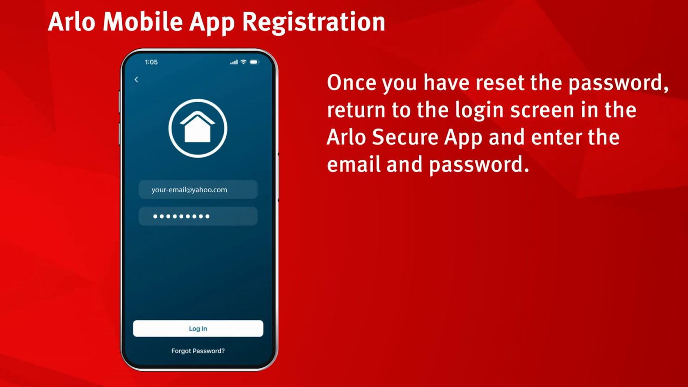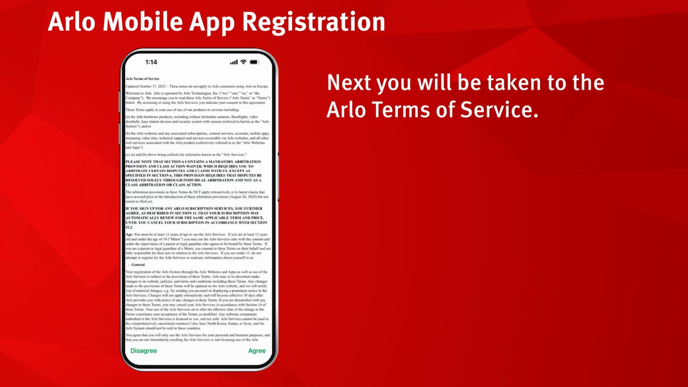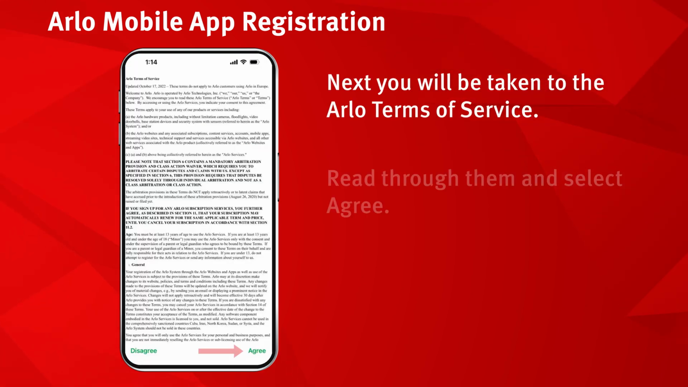Once you have reset the password, return to the login screen in the Arlo Secure app and enter the email and password. Then select Login. Next, you will be taken to the Arlo Terms of Service. Read through them and select Agree.